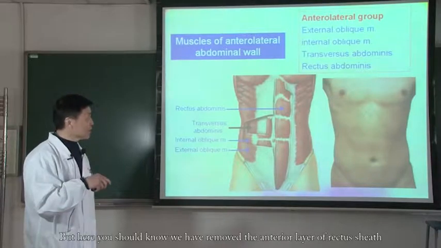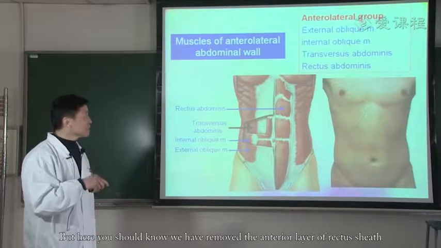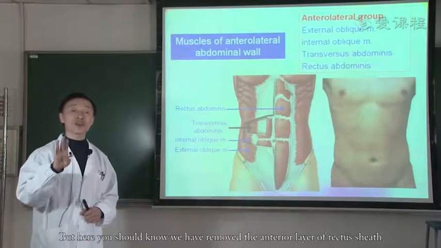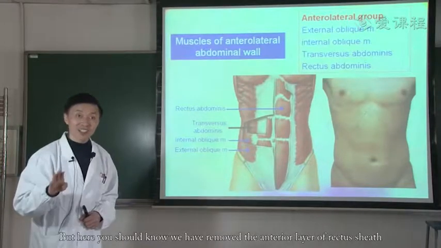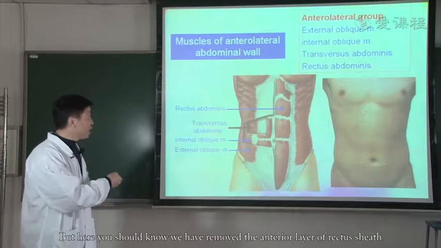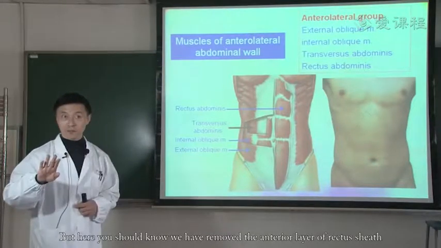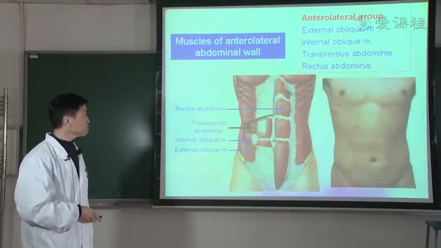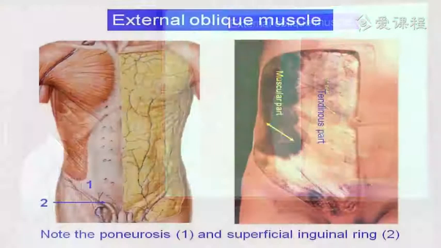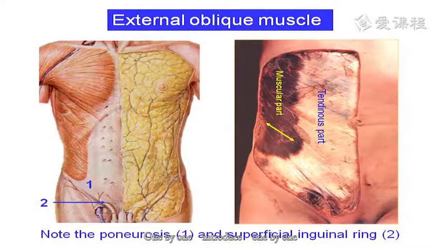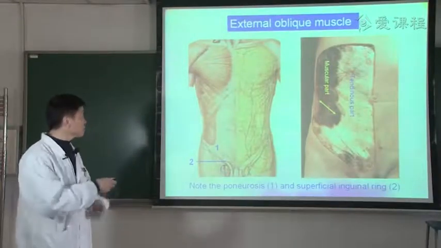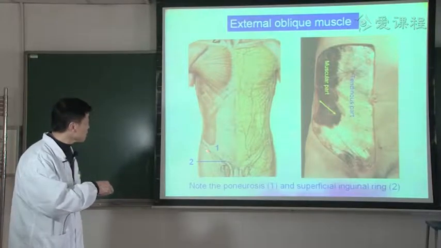But you should know, here we have removed the anterior layer of the rectus sheath. One by one, I will introduce them. We know the first layer is the external oblique muscle. This one.